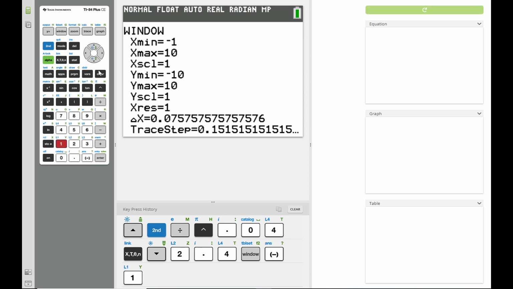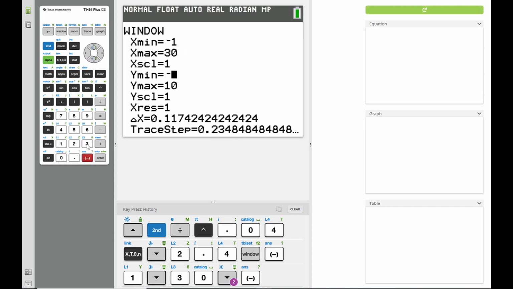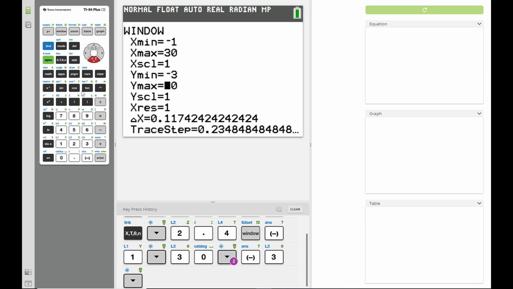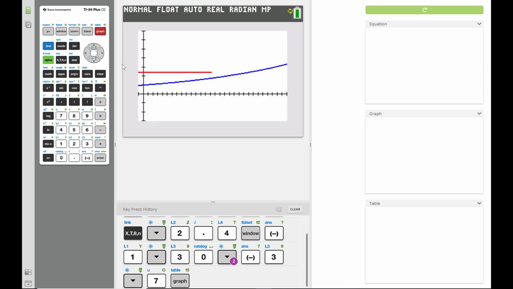We're going to adjust the window a little bit here so we can see our point of intersection, because that's what we're looking for. Our x min is going to be -1, our x max is 30, the x scale is 1, y min is -3, y max is 7, and the y scale is 1. And if we press graph, we're going to see a graph where we see the intersection of two functions.